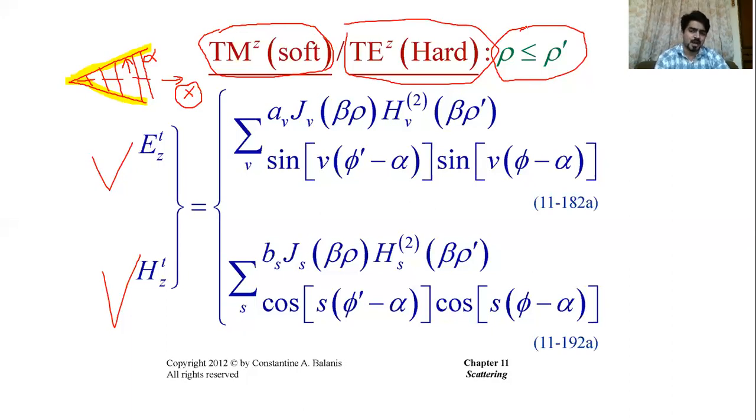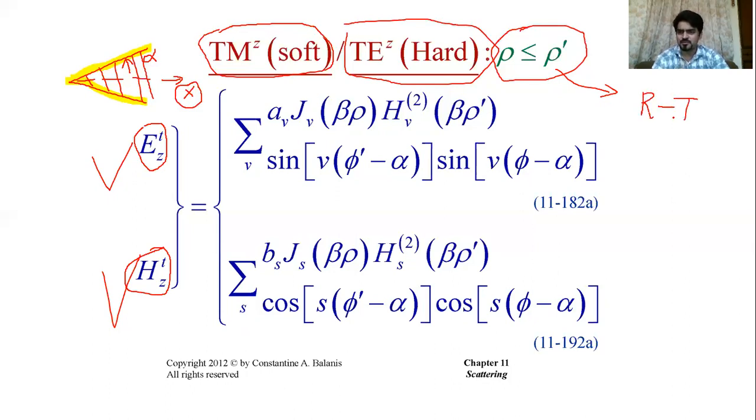Now, when you have TM to Z polarization, basically this will be the expression of your EZ field, because your electric field is along the Z direction. And when you have TE to Z polarization, this will be your expression for the H field, which is going to be along the Z axis. Again, as I mentioned, this is for region 1, and that region 1 is defined by rho less than or equal to rho prime. So this is region 1.